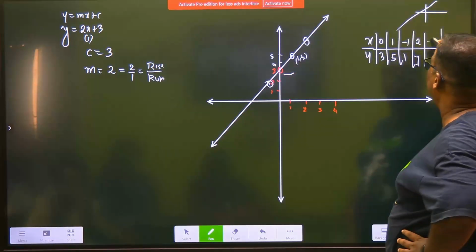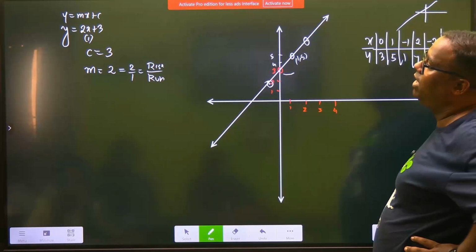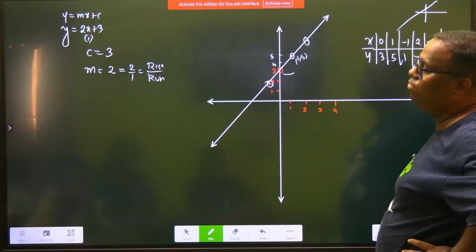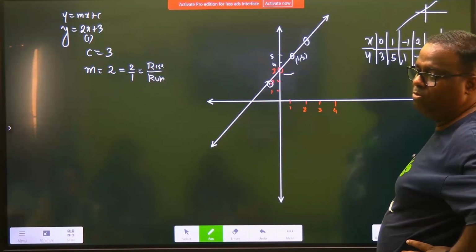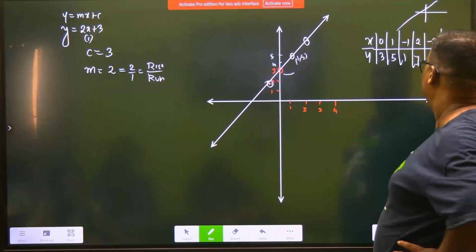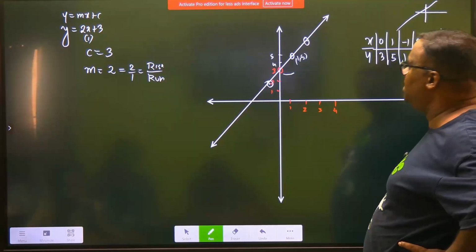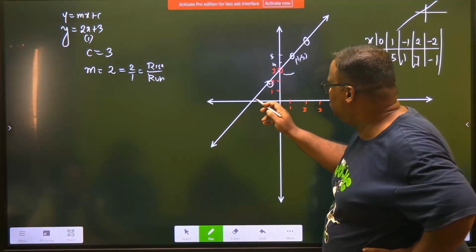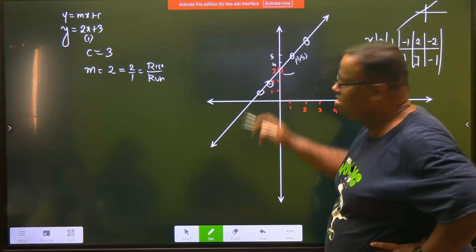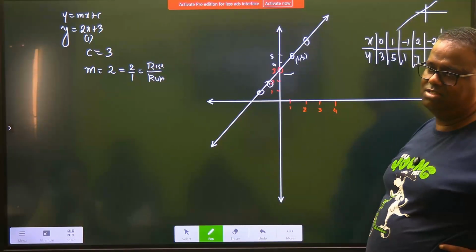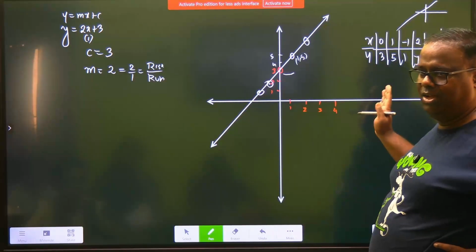Now you put -2 in this. If x is -2, then what is the value of y? Look there, right. Tell me. 2 into -2 is -4. -4 plus 1 is -1. Y should be -1. Just check. If you take -2 on this side, then you will be somewhere ending at -1. Yes. The line satisfies.